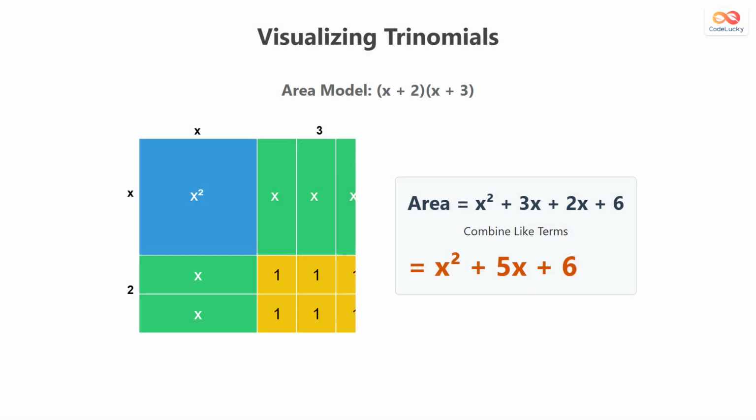We can visualize trinomials using an area model. Here, we are multiplying x plus 2 by x plus 3. The large blue square represents x squared. The green rectangles represent the x terms, giving us 5x in total. The small yellow squares represent the constant, which is 6. This visual shows exactly where the numbers in x squared plus 5x plus 6 come from.